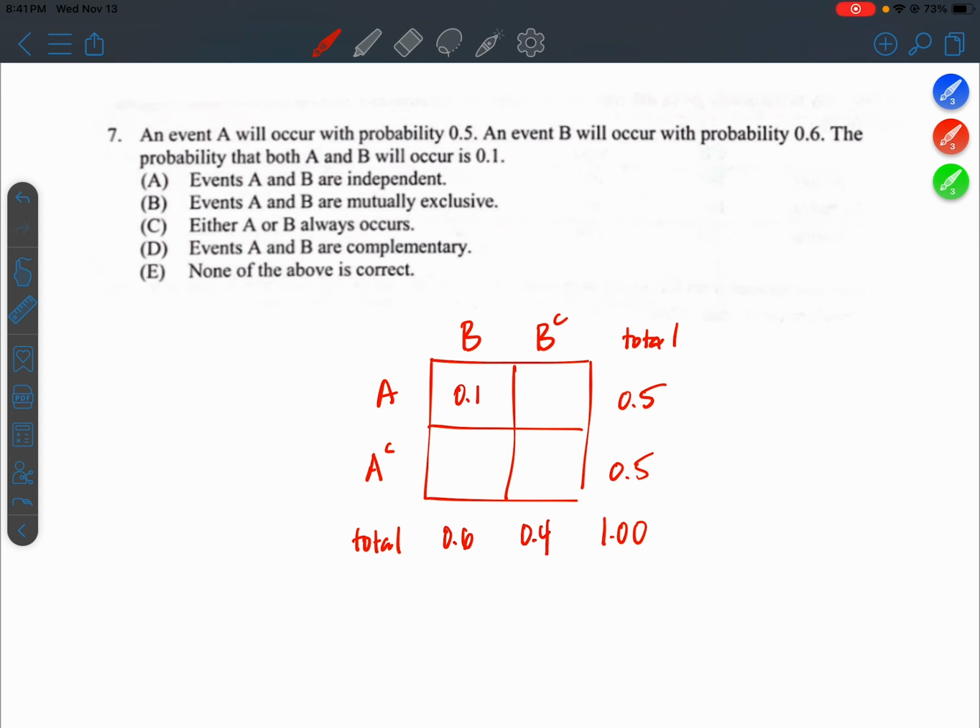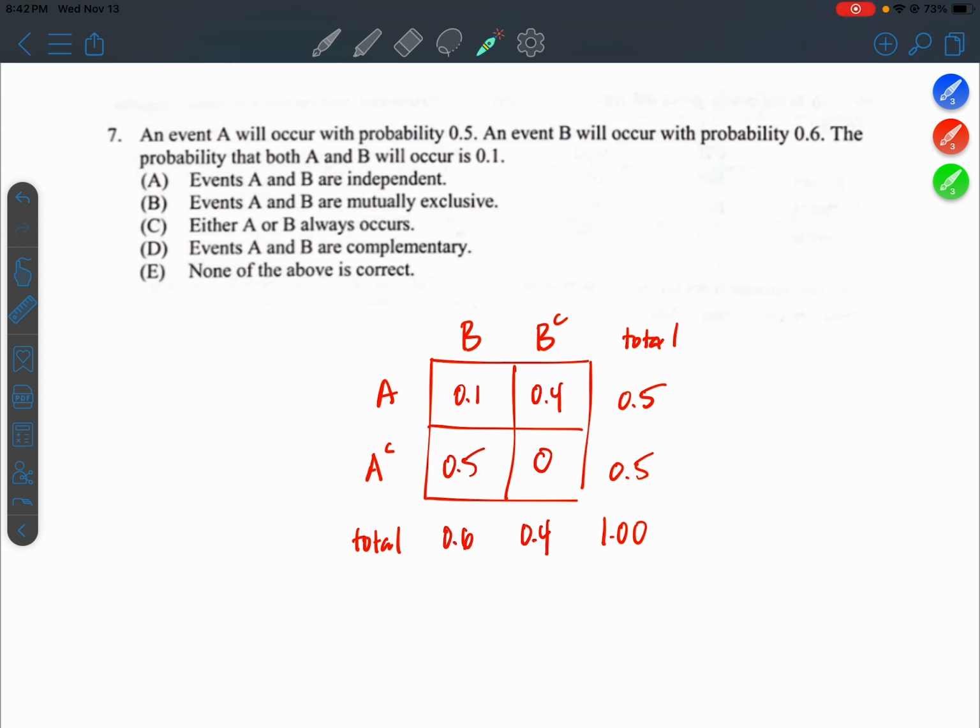Now that we've filled in those values, it's just mental math, some subtraction to find the remaining values. The second cell will be 40%, since that row has to add up to 50. The next cell has to be 0.5, since the column has to add up to 0.6. And the last cell must be 0, because this has to add up to 0.4, and this row has to add up to 0.5. Okay, let's start reading the answer choices now.